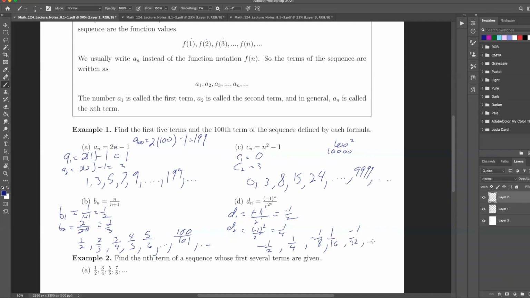And then the 100th one, I'm not writing out 2 to the 100th power. It's just too dang large. So it'd be -1 to the 100th power, which is positive 1, over 2 to the 100th power. And I'm not writing that out. Anyone have a clue how big that is? Let's find out.